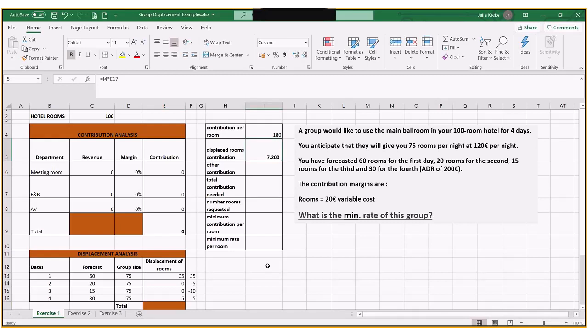If they don't cover this amount, we're not going to accept them. Now, next step, auto contribution. That will be obviously now a factor because the group could cover not only the rooms, they could also take additional revenue and they would cover obviously additional contribution.